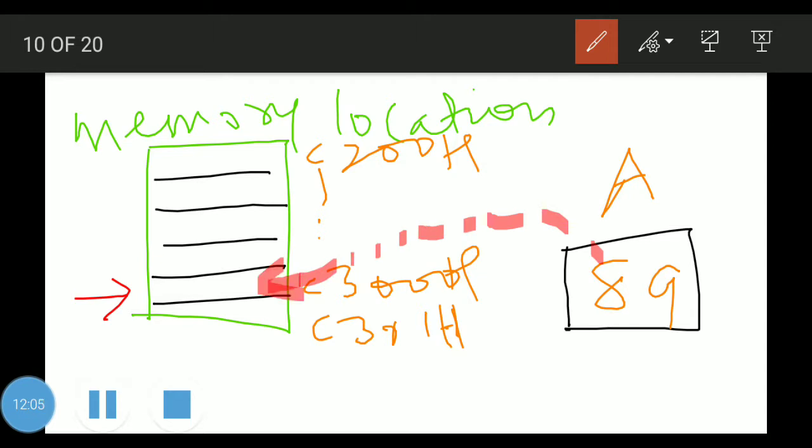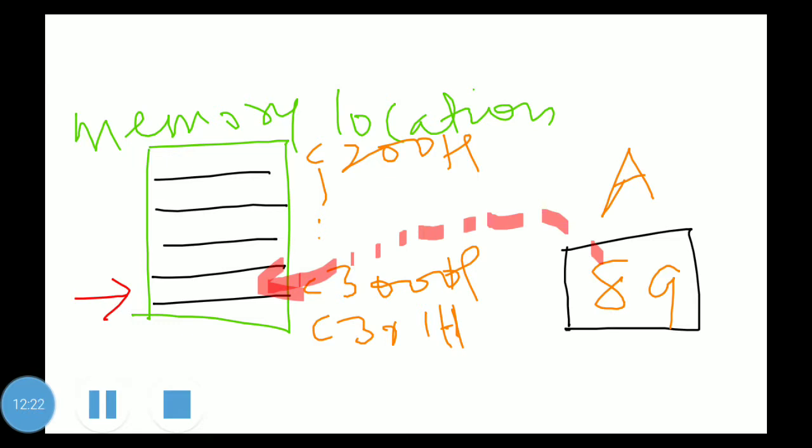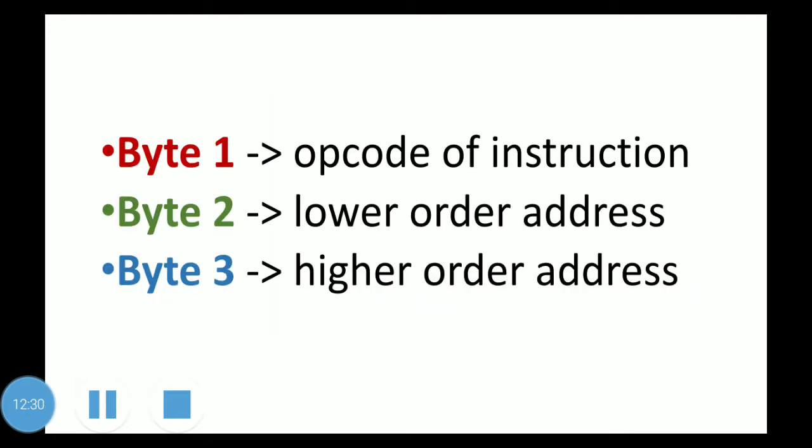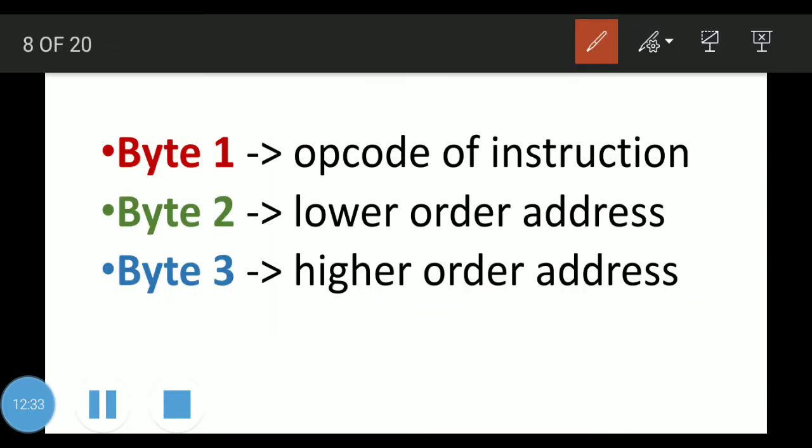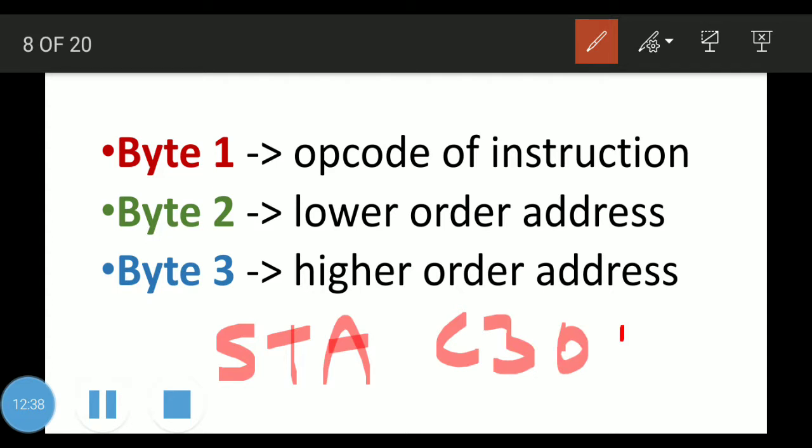This is one example of direct addressing mode. Like this we have many instructions, and we will consider all those instructions in our coming videos. Now let us see why it is a 3-byte instruction. Here are byte 1, byte 2, byte 3. My instruction was STA C300H. In this, the first byte will have the opcode of STA.